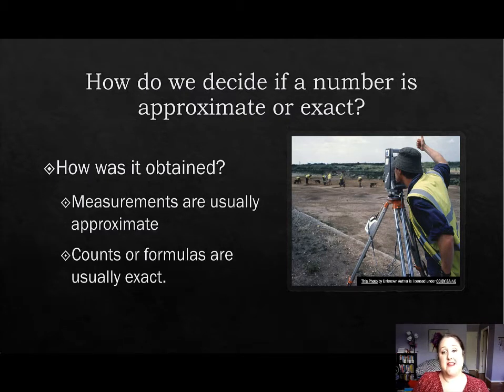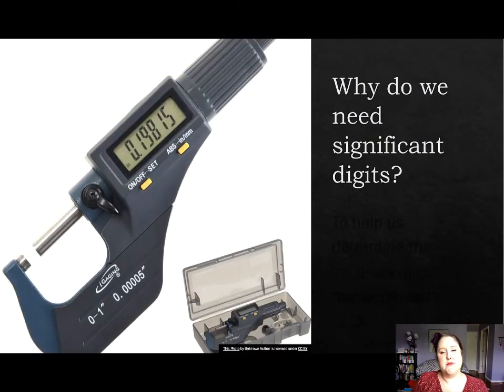Now, a number that's exact is happening when you're counting something or you're using some formula that has an exact amount in it. So if I were to count how many trees I had in my backyard, then that would be an exact number. But if I were trying to measure the height of a tree, then depending on how good of a tool could help me determine how good of a measurement I can get, but it still would be approximate.